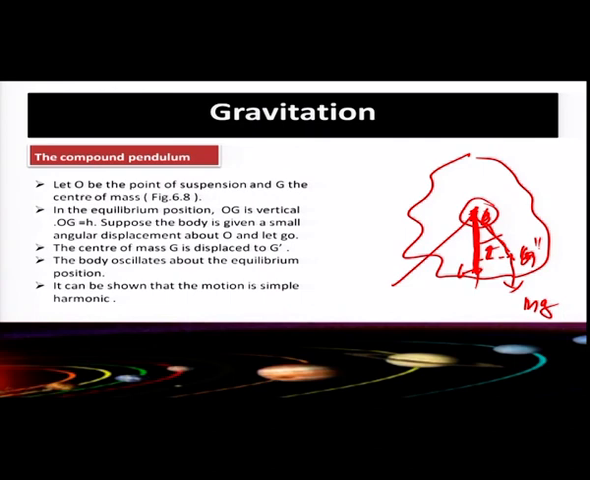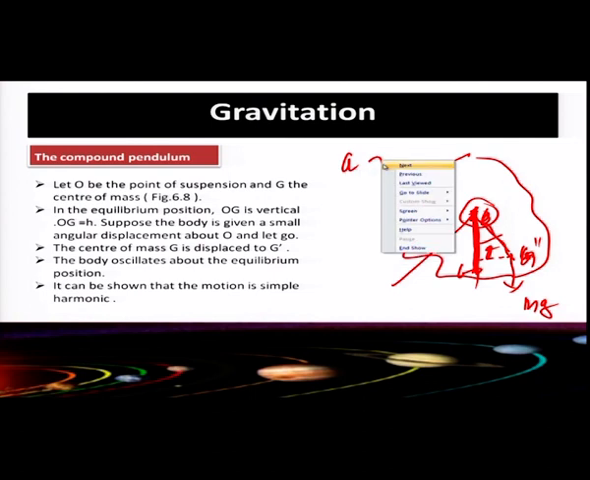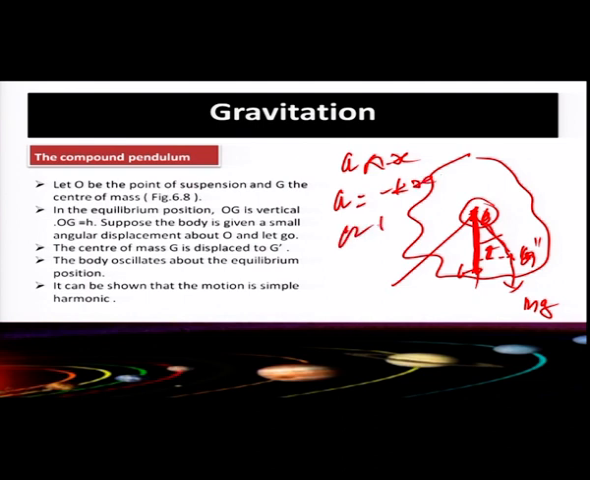A particle is said to execute a simple harmonic motion if its acceleration is directly proportional to the displacement and directed opposite to that of the displacement. So A is directly proportional to minus x. Therefore, A is equal to minus kx, or A plus kx is equal to 0, or d squared x by dt squared plus omega squared x is equal to 0.